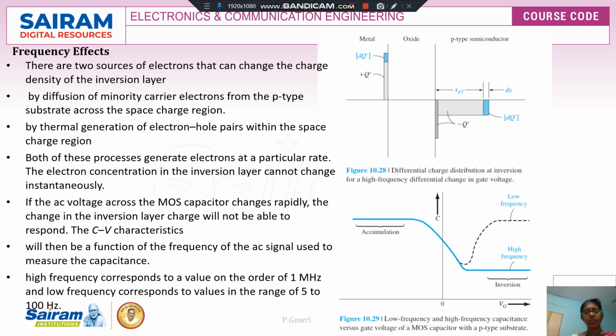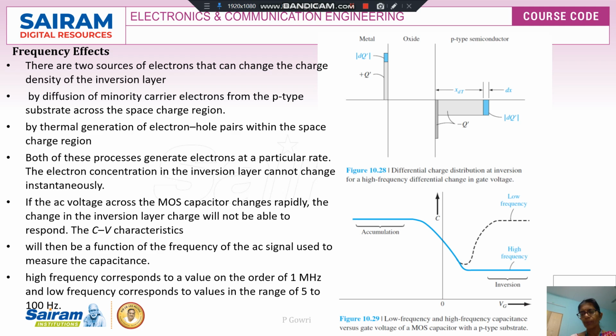The electron concentration in the inversion layer cannot change instantaneously. If the voltage across the MOS capacitor changes rapidly, the inversion layer will not be able to respond. That is, at high frequency, the change in the voltage will not have a similar effect on the change in the capacitance as at low frequency. Then the CV characteristics will be a function of the frequency of the AC signal used to measure the capacitance.